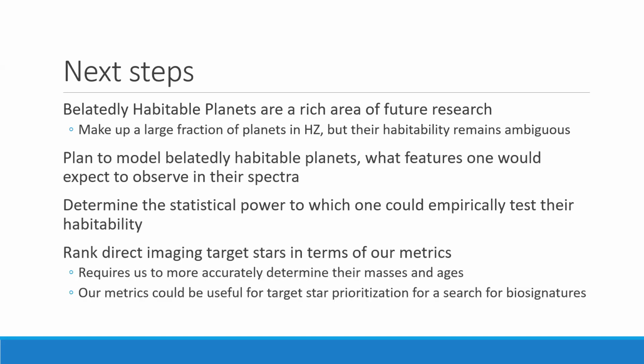So we would like to rank direct imaging target stars in terms of these metrics, and this would require us to more accurately determine the masses and ages of target stars to be looked at by future direct imaging missions. So the bottom line is that the metrics which we're developing could be useful for target star prioritization in a future search for biosignatures. And with that, I'll open it up for questions.